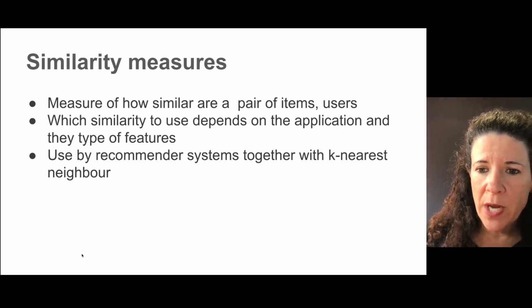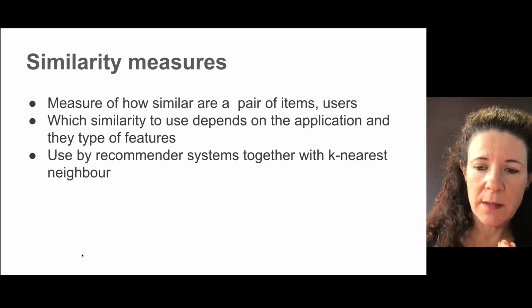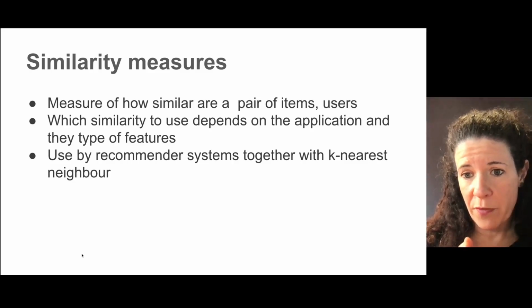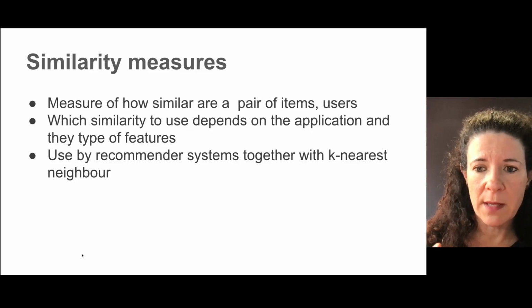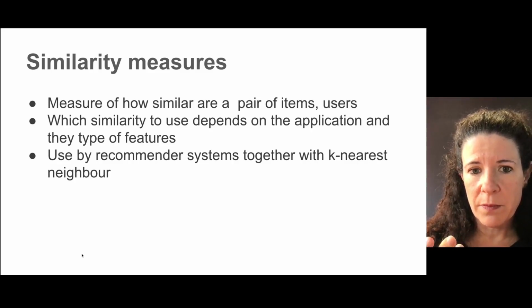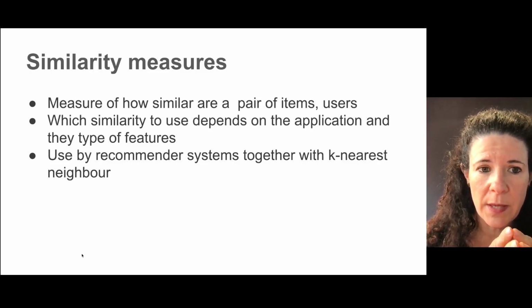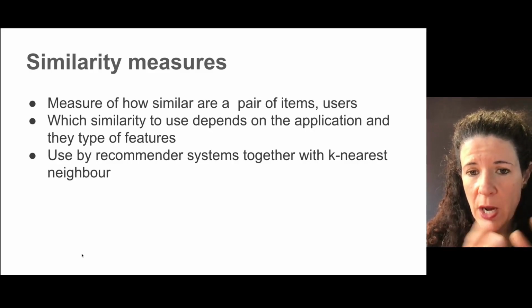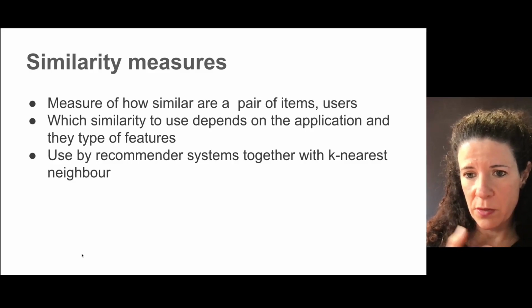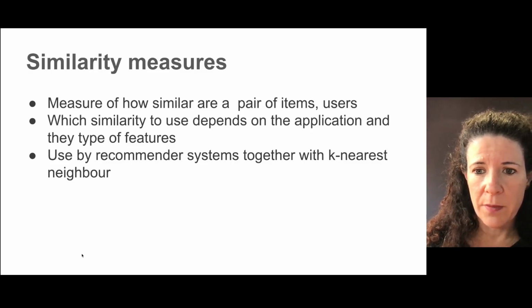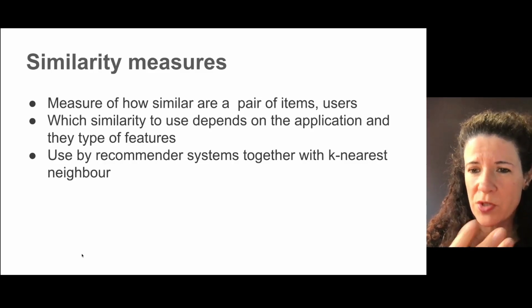So now that we have talked about how we represent a profile of an item or also of a user, let's talk about how we go about understanding items that are similar to each other. One way to do that is to think about similarity metrics. You can measure how similar two items or users are, and which similarity you use depends on the application, the type of data you have, and the type of similarity that makes more sense for your data.